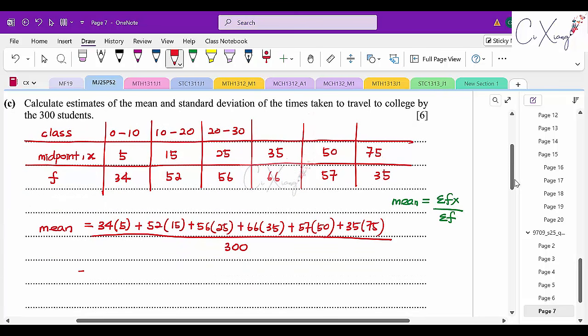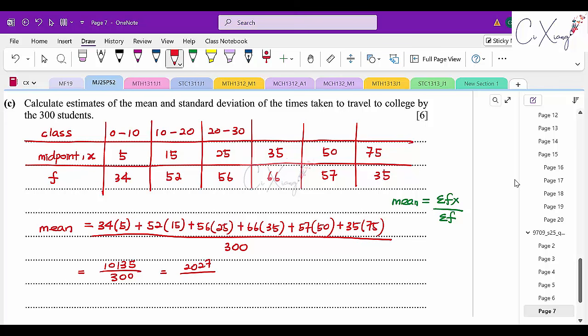And simplify all the values here, you will be getting this 10135 over 300. Then simplify further, you have 2027 over 60. For me personally, I will keep it in fraction form. If you don't want, you can correct it to 3 significant figures, where it will be 33.8.